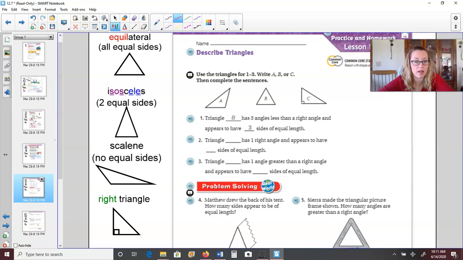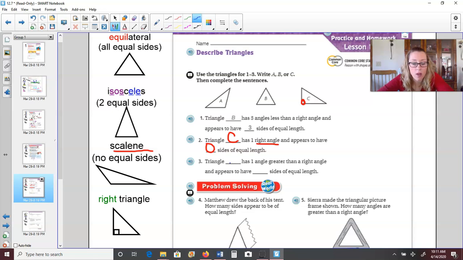Okay, I love when it asks about a right angle because I'm looking for this perfect corner. So I know triangle C has that right angle, so it is a right triangle. And how many sides appear to be equal? Well, none of them appear to be equal to me. It doesn't seem to have any sides that are the same length. So this would be a scalene triangle because no equal sides. Scalene.